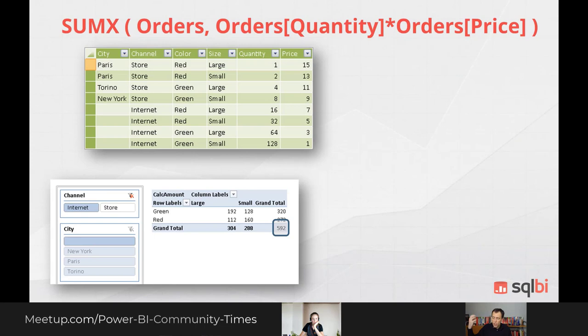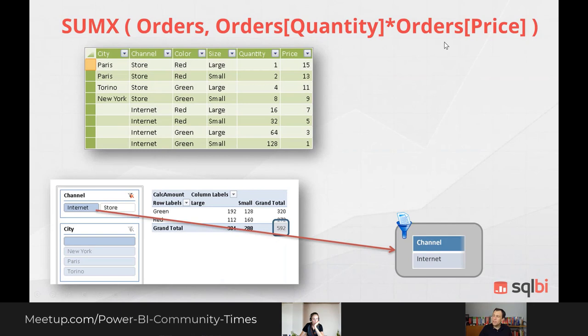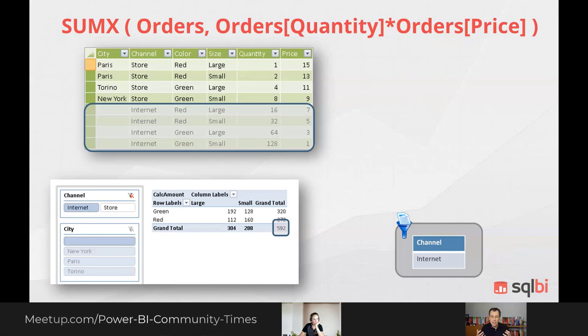So when we go back to our picture, where we have the pivot table that shows a number, this number is the result of this formula, SUMX orders, quantity multiplied by price. How is it evaluated? Remember, every cell is a different evaluation. For this particular cell highlighted here, we have an initial filter context. In this case, the initial filter context has only one filter, channel, which has to be internet. Now, if we apply this filter context to this table, how many rows are visible? Only four. So when SUMX iterates the orders table, it retrieves only the rows in the orders table that are visible through the filter context.